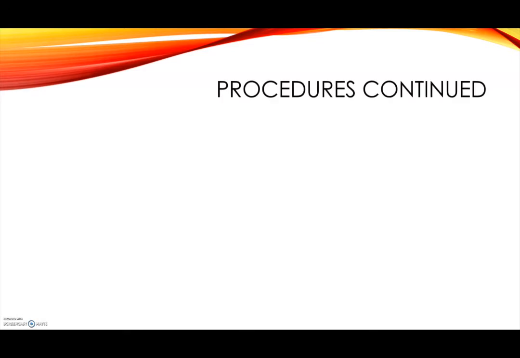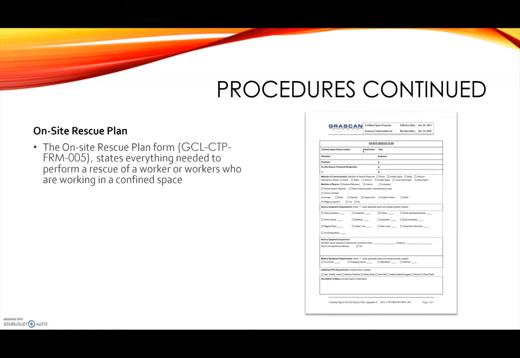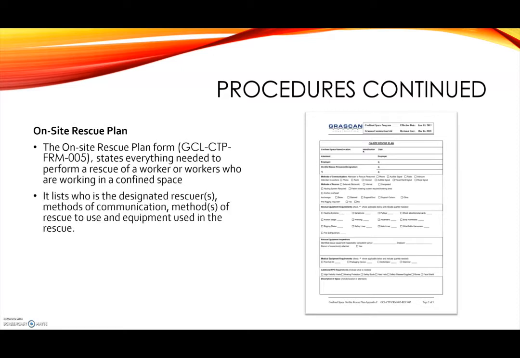Procedures continued. On-site rescue plan. The on-site rescue plan form states everything needed to perform a rescue of a worker or workers who are working in a confined space. It lists who is the designated rescuer or rescuers, the methods of communication, method of rescue to use, and equipment used in the rescue.